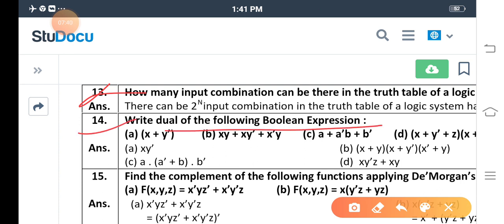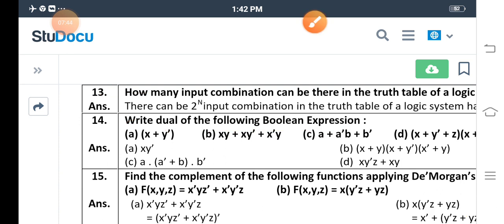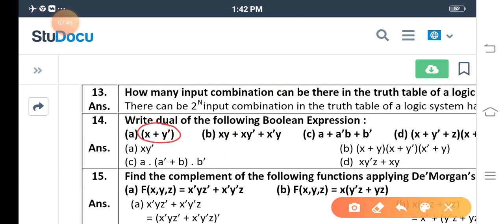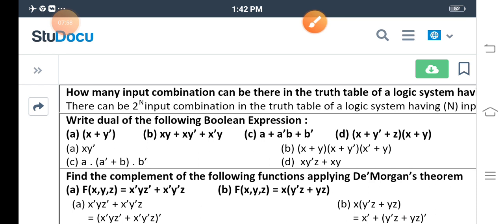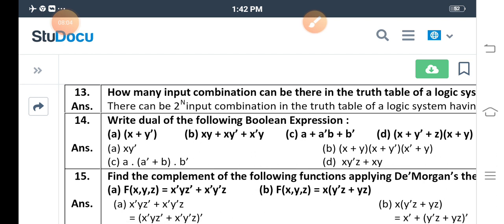Now you can do it yourself, write the dual of it. I am telling you just the first part. Look here, x plus y bar: x will be the same, plus changes to dot, the complement will be the same, so x dot y bar will be the dual of it. In the same way you will find out for B, C and D. This is the complete part and answers are also done.